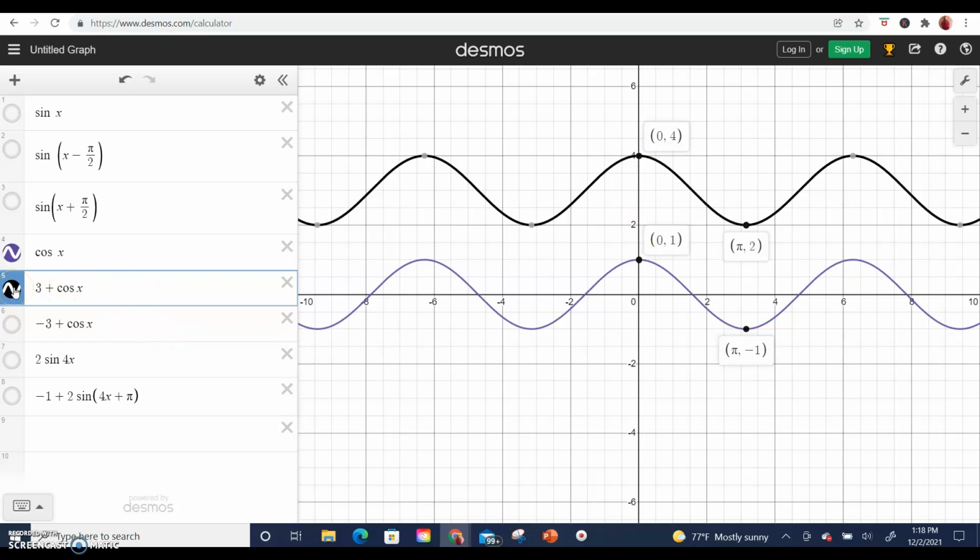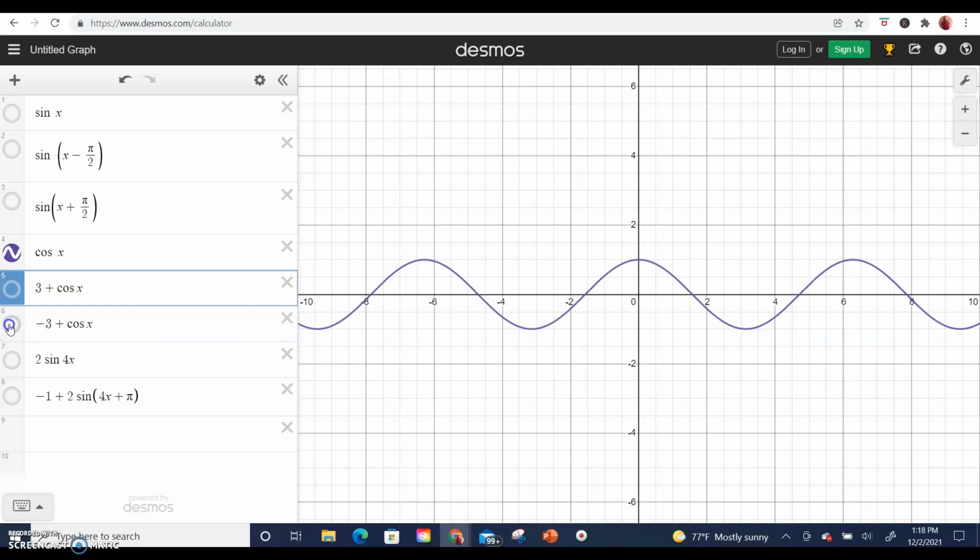I'm going to turn the black graph off, and I'm going to do negative 3 plus cosine of x so that you can see what happens if that value is negative. Here's our original cosine graph, and now it shifts down 3 units. That negative 3 takes each y value and shifts them down 3 units. These are your vertical translations, and that's how you move the graph up or down.